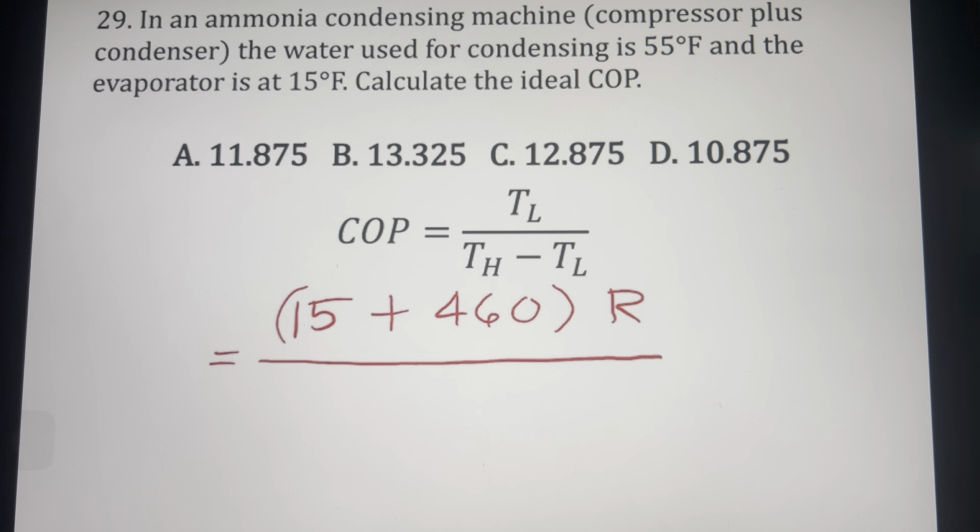So we could just directly get the difference of the T high, which is 55, obviously, and then minus the lower one, which is 15. So that is change in Fahrenheit, which is also change in Rankine. Cancel. What is the COP? This is 11.875.